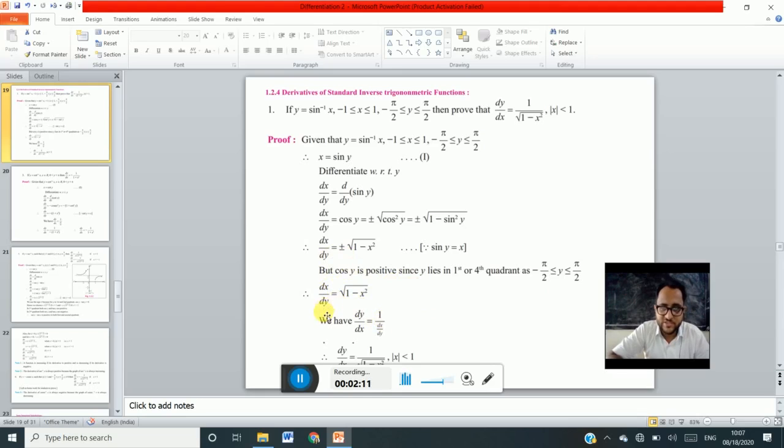And by using this theorem, that is dy by dx equals 1 upon dx by dy, what do we get? We get dy by dx equals 1 upon root 1 minus x square. This is the proof of the derivative of sine inverse x. This is very important, and all the others are also important here.